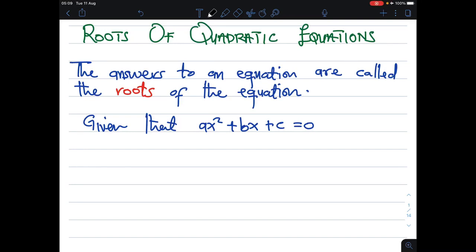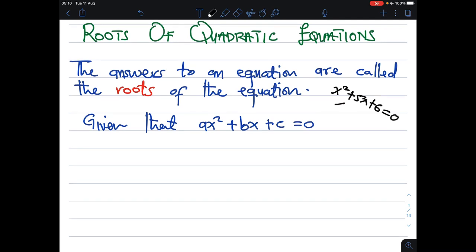In this lesson, we shall talk about the roots of quadratic equations. So when you are given a quadratic equation, such as, let's say, x squared plus 5x plus 6 equals 0, and you solve and you get your two values of x, maybe x equals something and x equals another thing, those answers are what we call the roots of the equation. So always we start from the general before we move to specifics like this. Okay, so let's start from the general.